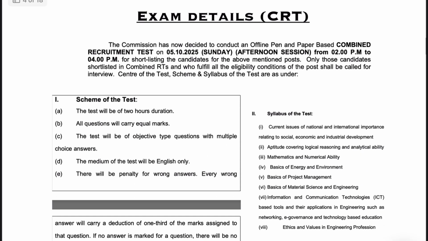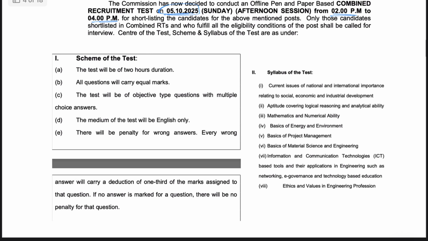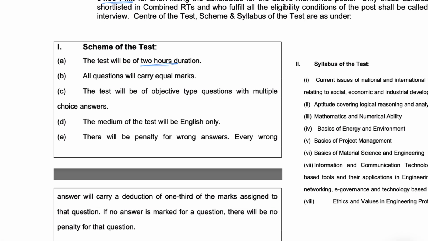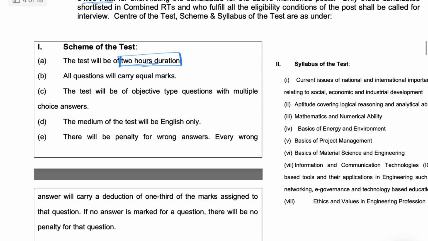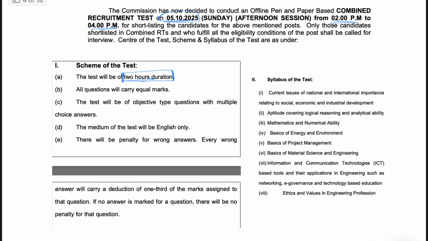Based on the recent notification given by the UPSC, these are the details about the exam. The exam is on 5th of October, 2 p.m. to 4 p.m. The exam is of 2 hours duration, and during our year, that is in 2024, there were a total of 120 questions. Each question carries equal marks, and the paper was for 300 marks.